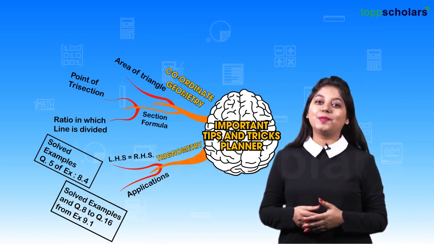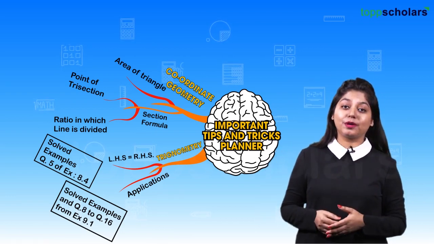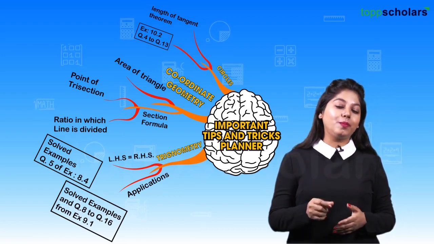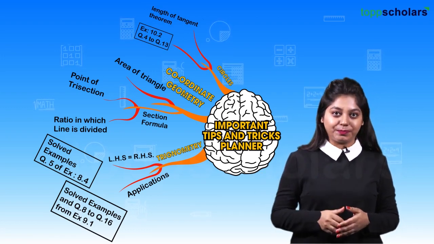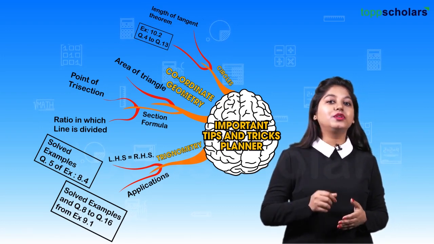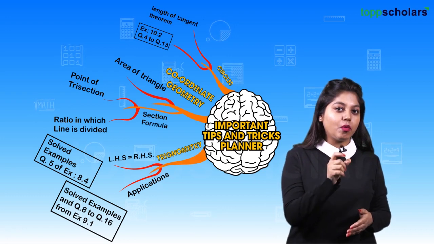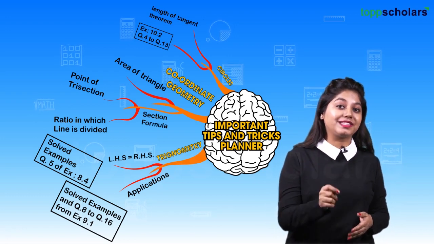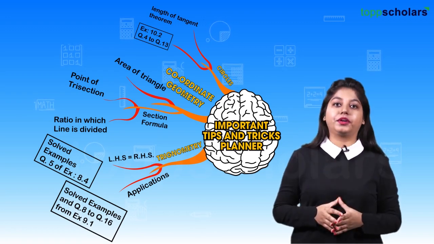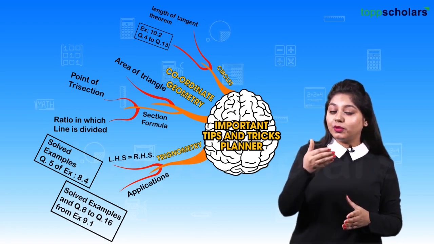So, if we are talking about geometry, then how can we not talk about circles? Yes, class. For circles, the important topic is length of tangent theorem. There are subjective questions which are based on it. So, students, you also need to practice question number 4 to question number 13 from exercise 10.2, as well as the solved examples which are based on it. While we'll move to the next topic.